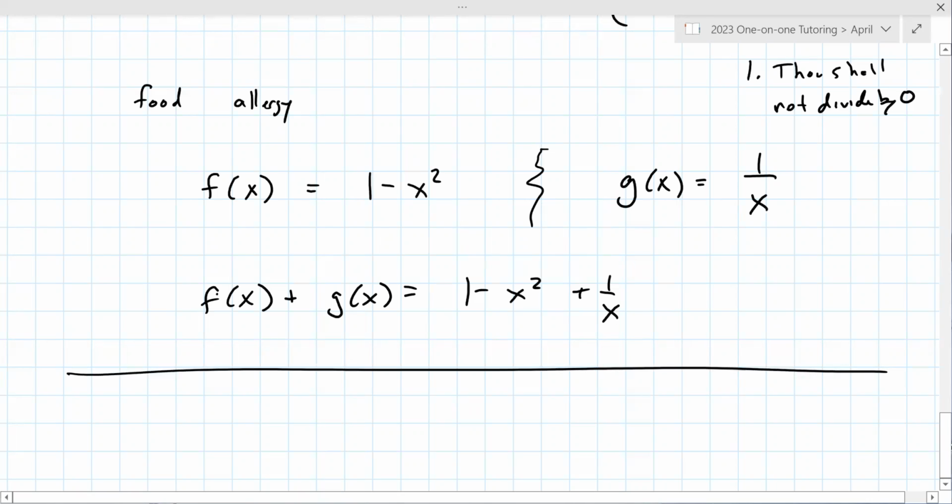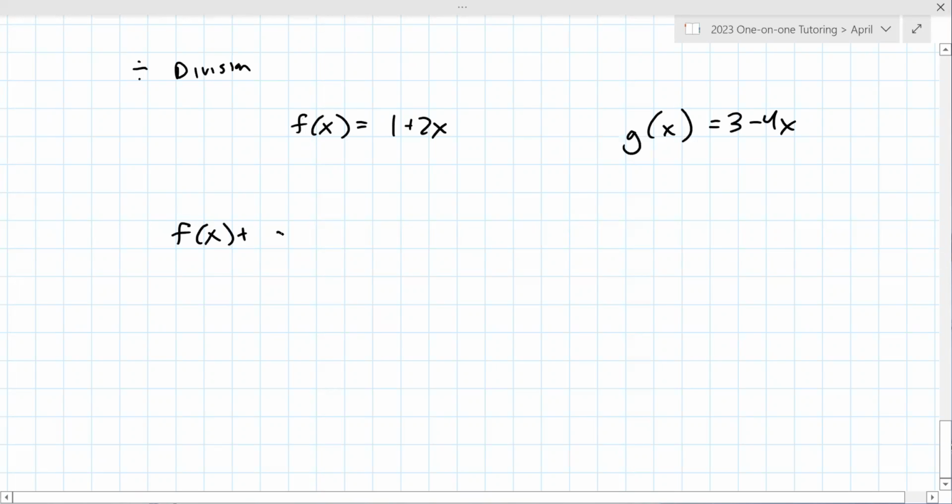Another thing that could happen here, and this really only happens with division, okay? And the food allergy thing we'll just set aside for the moment. Let's say f of x is 1 plus 2x and g of x is 3 minus 4x. If we add the two functions or subtract, there's no problems. You get 1 plus 2x plus 3 minus 4x. You get some x's and you get some numbers.